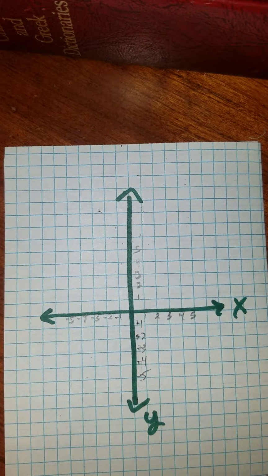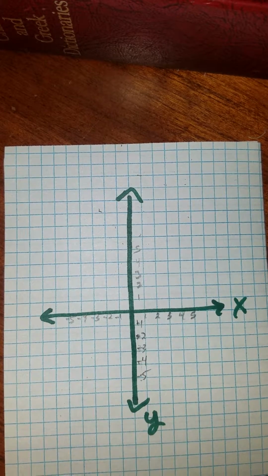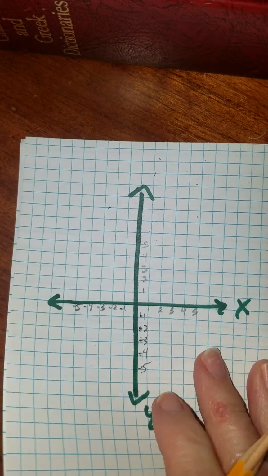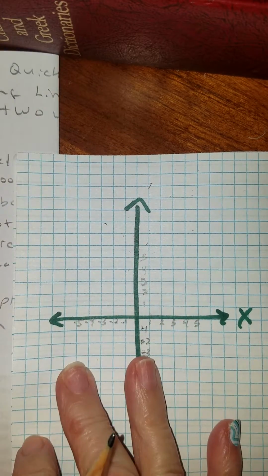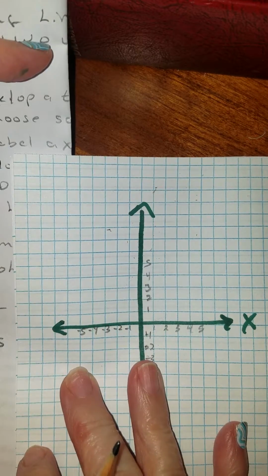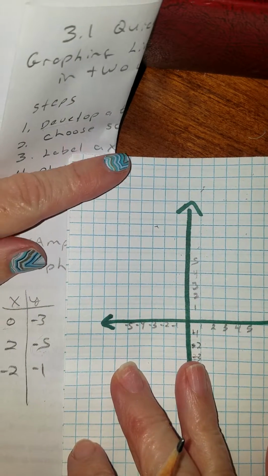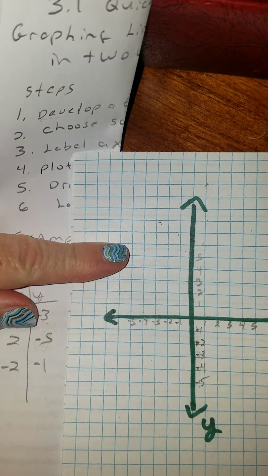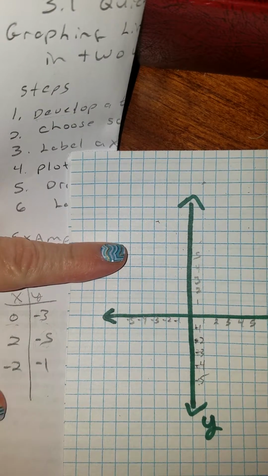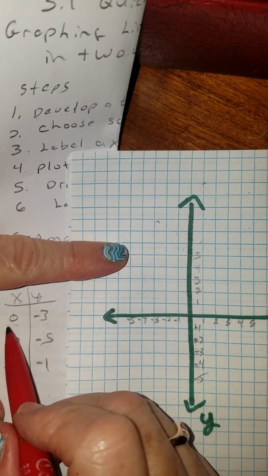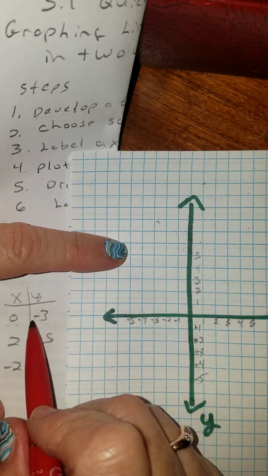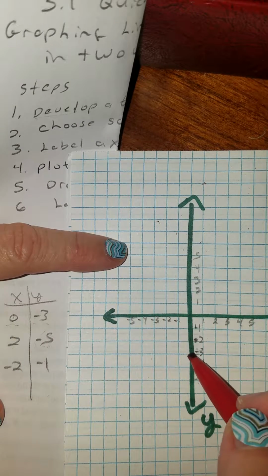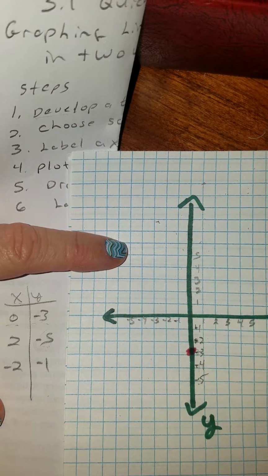Well, you remember what our points were, right? Okay, so our points were, let's see if we can get it up here on the screen. Okay, we have 0, negative 3 as the first one. So I want to plot that point. I'm going to start at 0 on the x-axis because this represents the x. The y is negative 3. That means I'm going to go down 3. And there's my first point.